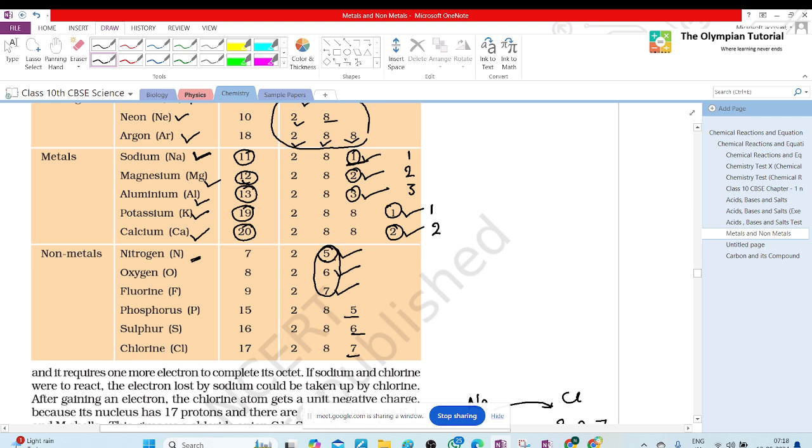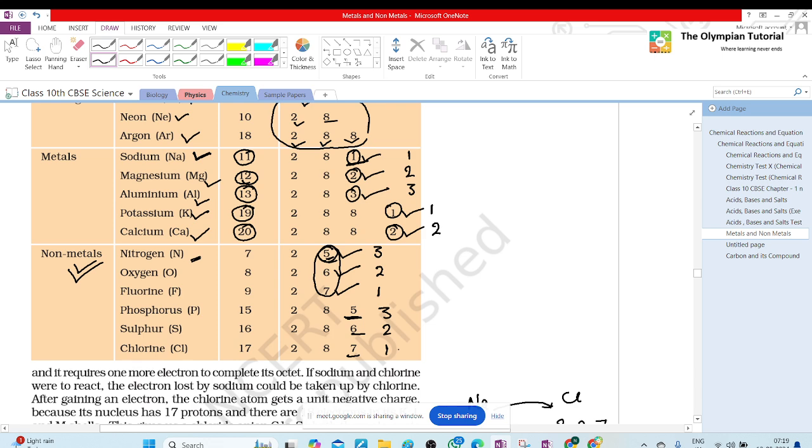The same thing, valency of nitrogen will become, how many electrons will it take? No, we are discussing non-metals. Non-metals will take electrons. How many electrons will it take to complete the octet? 3, 3 electrons. How many electrons will it take to complete the octet? 2. How many electrons will it take to complete the octet? 1. Only 1. So these are the valencies.